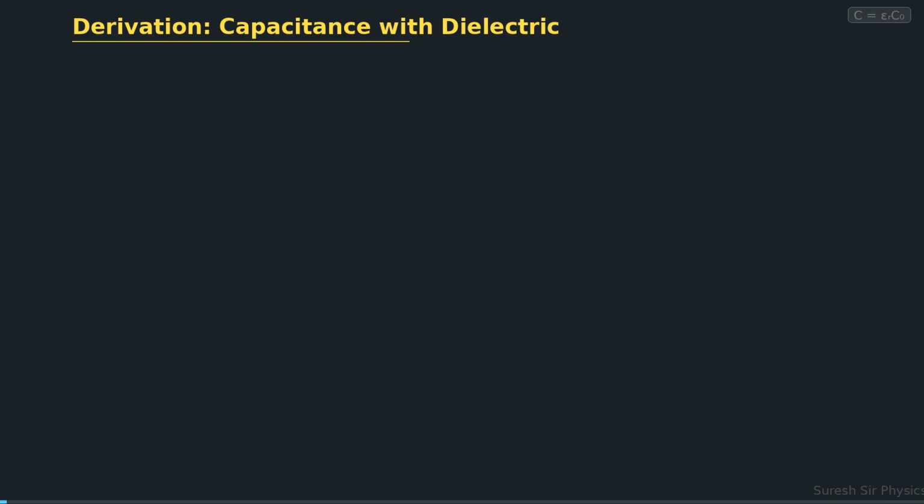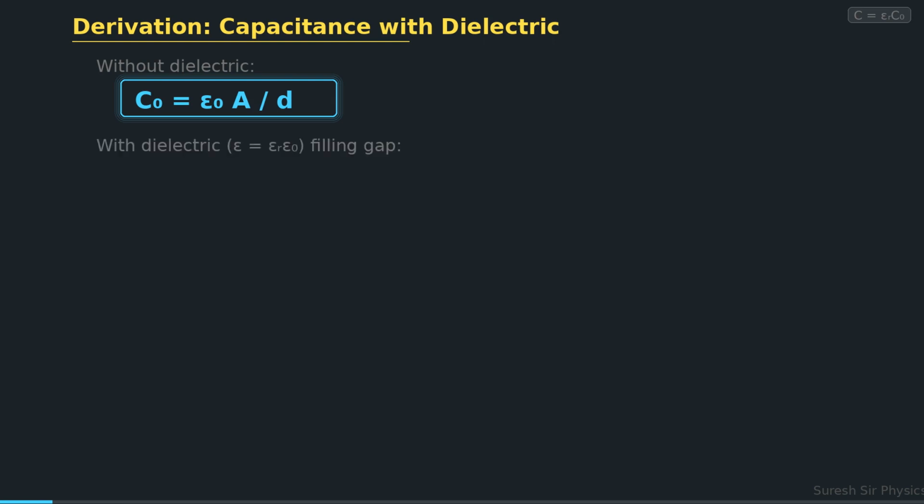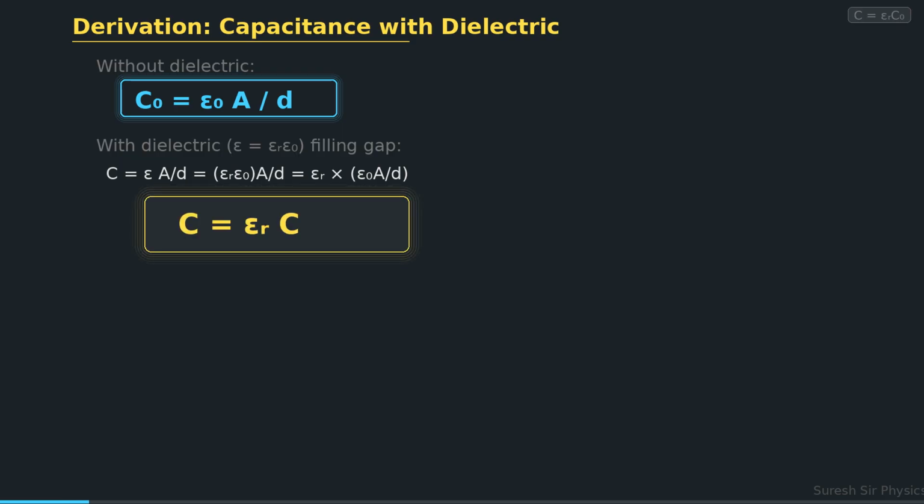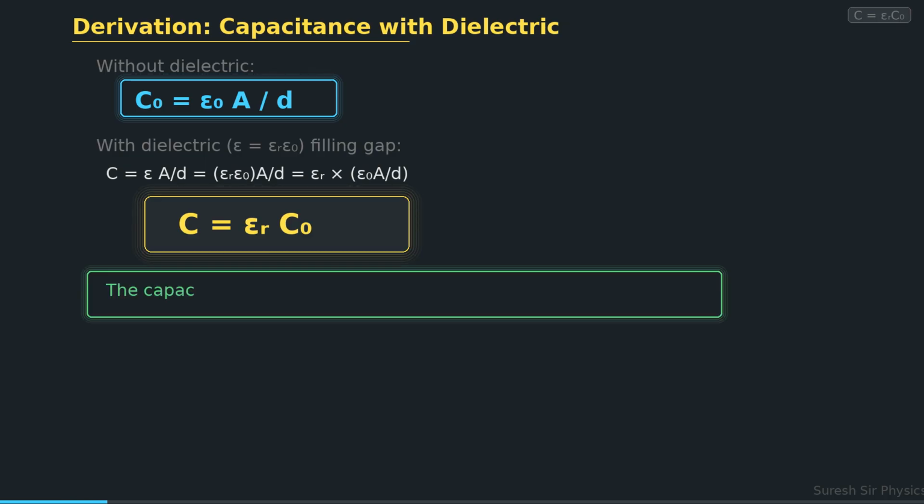Next, capacitance with dielectric. Capacitance of a capacitor C equals epsilon r C0. Here C0 equals epsilon 0 A over d, the capacitance of a parallel plate capacitor without a dielectric, and C equals epsilon A over d equals epsilon r epsilon 0 A over d equals epsilon r times epsilon 0 A over d. This is the capacitance of a parallel plate capacitor with dielectric permittivity epsilon equals epsilon r epsilon 0, filling the gap. Here C equals epsilon r C0, which means the capacitance increases by a factor of epsilon r.